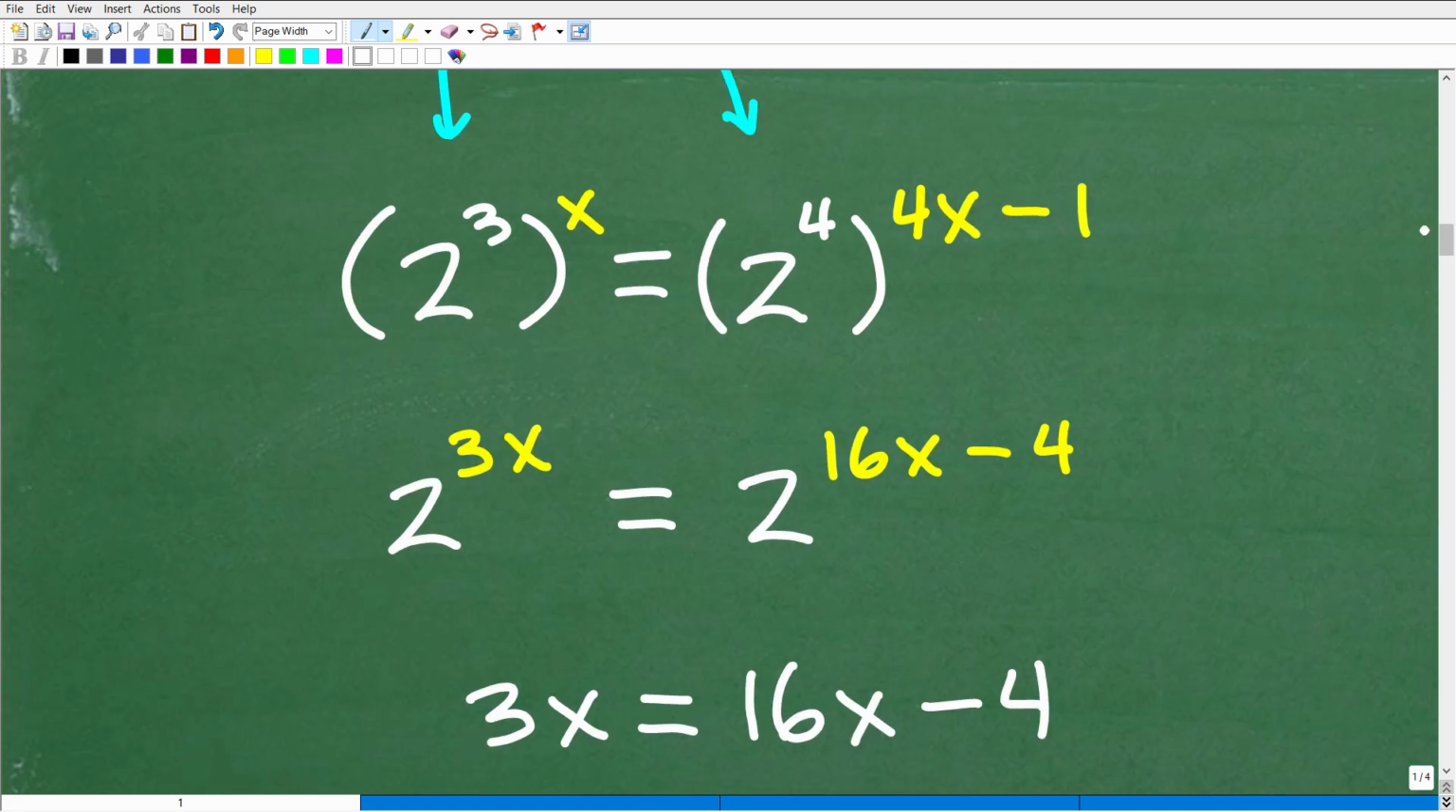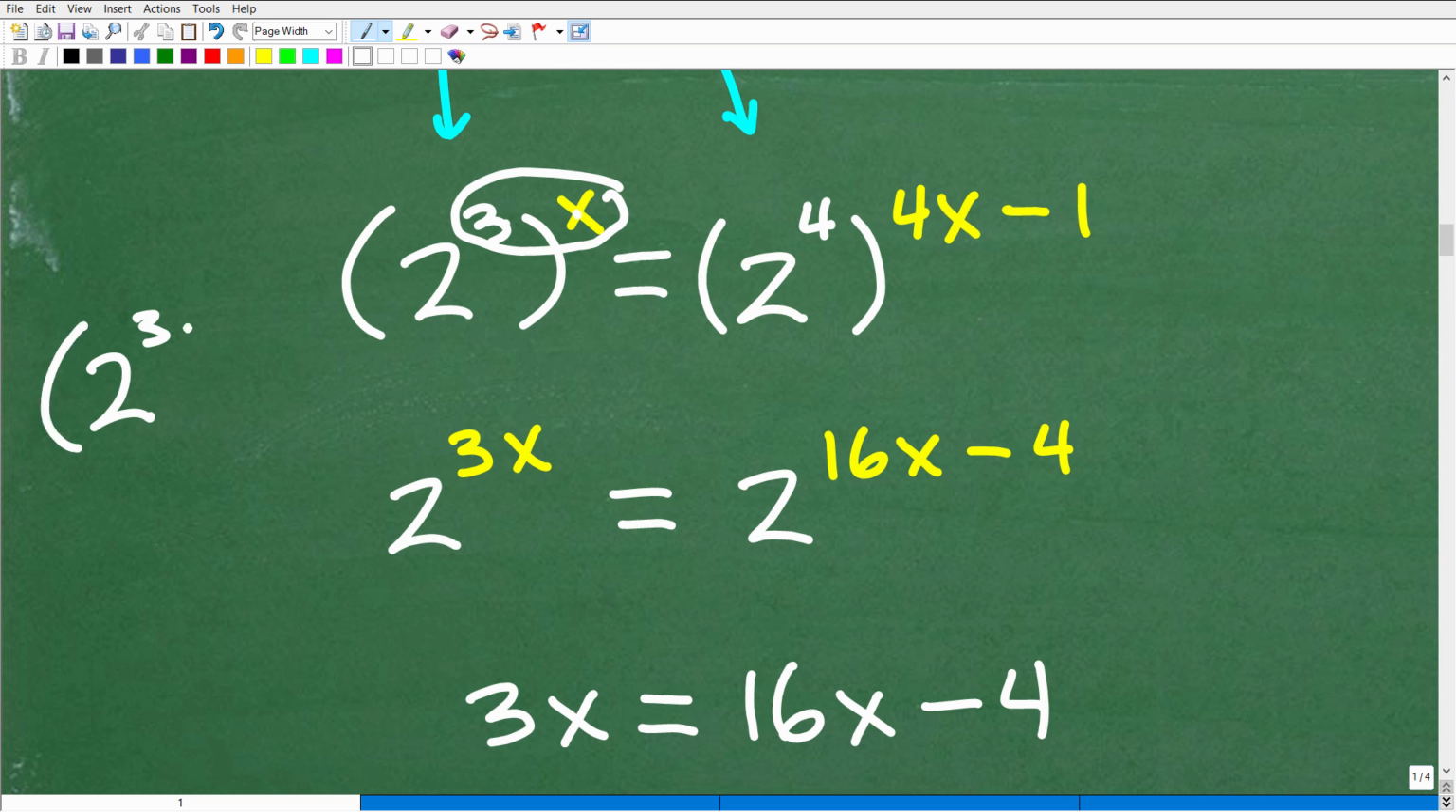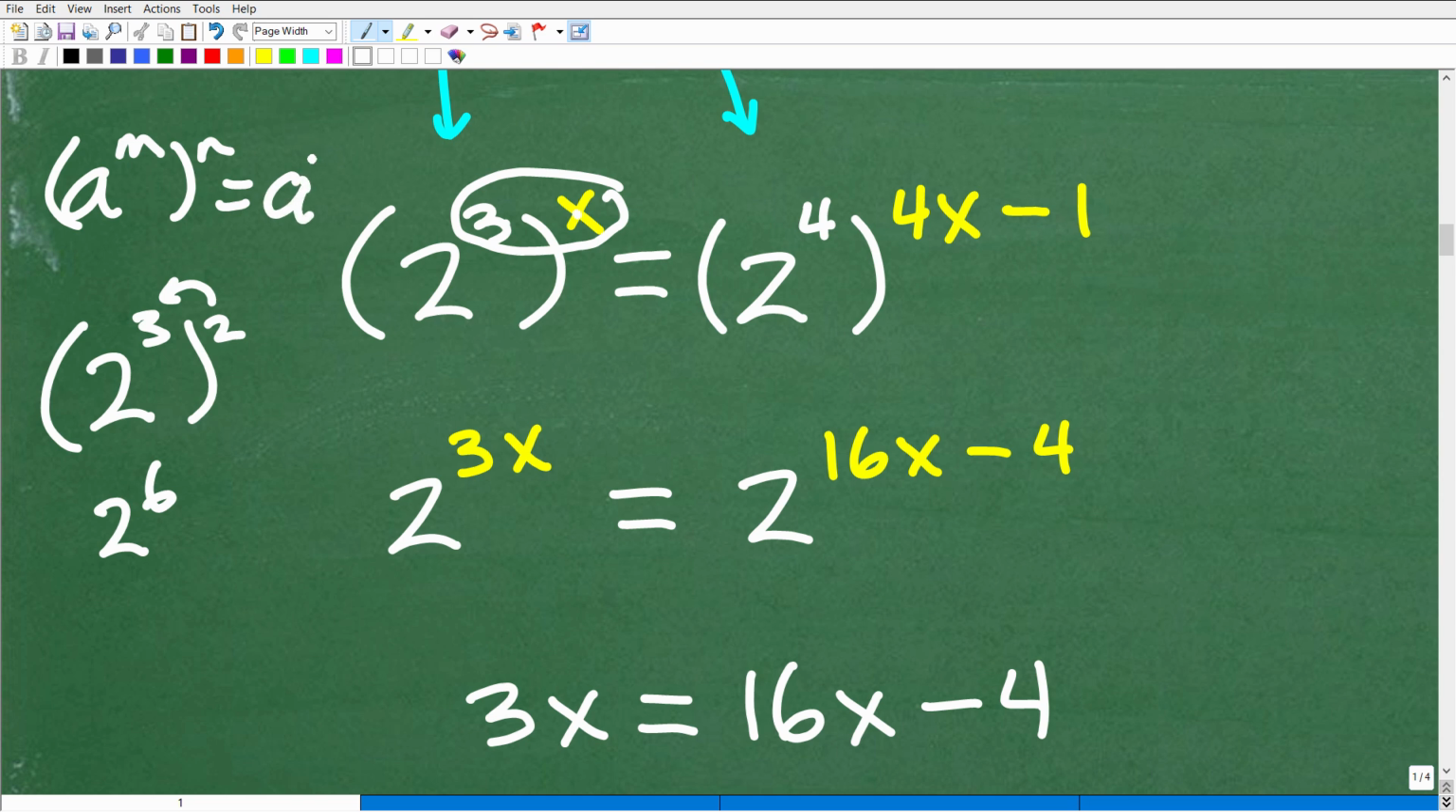Okay, so why is that important? Why was this the key to unlock this solution? Well, the next step is to distribute this outside exponent to this inside exponent. You'll see the key here in a second. So x times 3 is 3x, right? If I have 2 cubed to the second power, this is going to be 2 to the 6. Remember this property in algebra: a to the m, to the n, is equal to a to the m times n. So yes, you need to know all these basic algebra properties of powers and exponents. So hopefully you understood this.